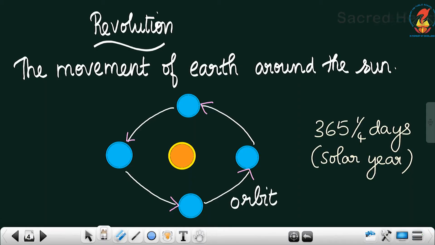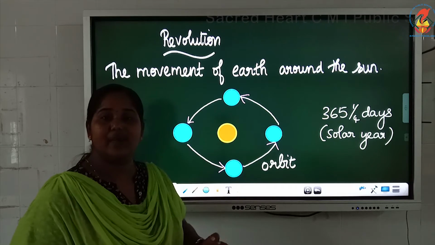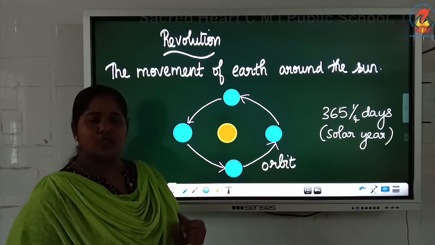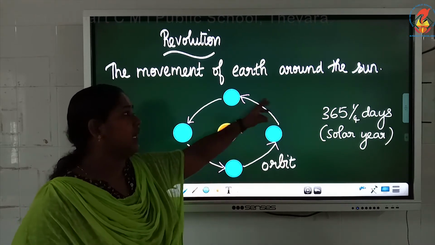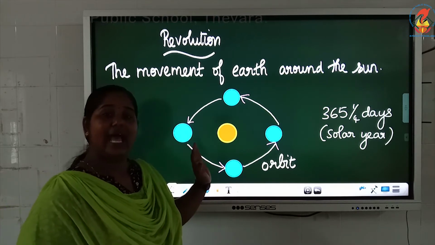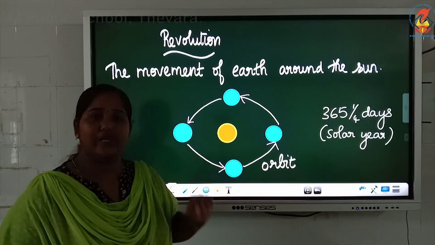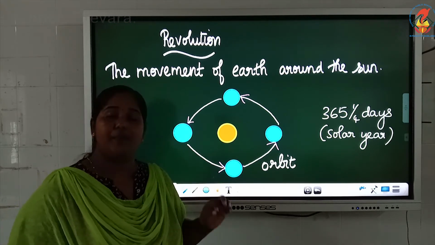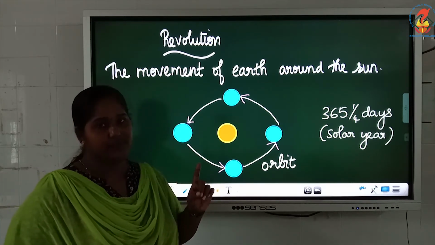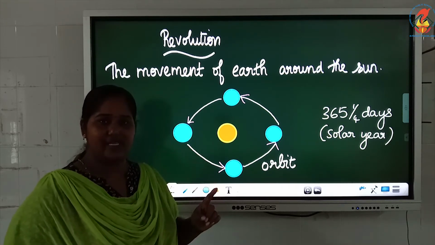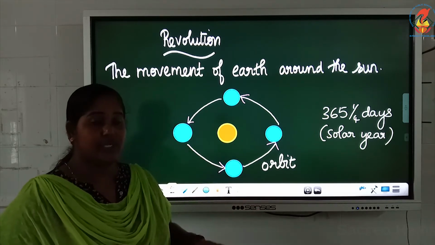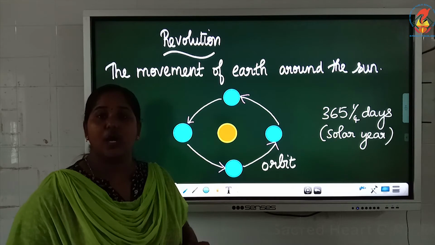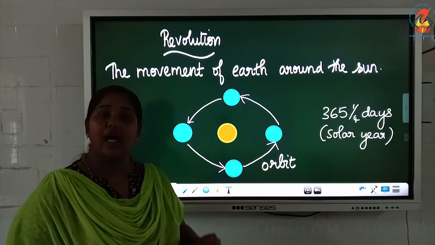What is it? Orbit. So through the orbit, the earth moves around the sun and that is termed as revolution of earth. If it needs to complete one revolution, starting from here, it has to go around the sun and come back to the original place. For that, it takes 365 1/4 days, and that is 1 year. Because a year has 365 days, isn't it? So 365 1/4 days is taken by earth to complete one revolution, and that time period is called solar year. What is it? Solar year.